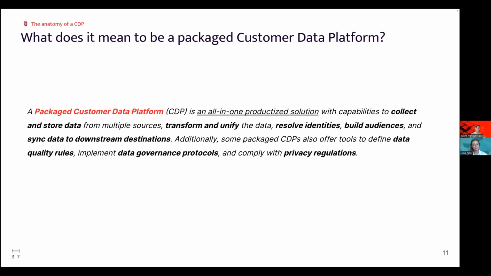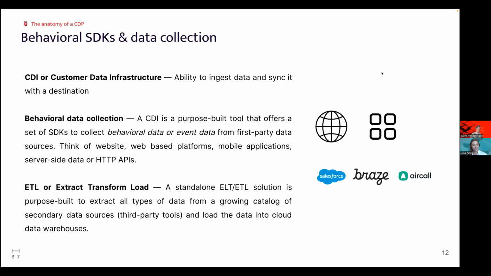Obviously, some packaged CDPs will also offer tools to define data quality rules, data governance protocols, and comply with privacy regulations. You see, it's quite a bunch, right? You can almost tell that a packaged CDP is a suite of features that make sure that everything with regards to customer data is safeguarded in one productized solution. And the advantage of a productized solution is, I don't know how big your organizations are today, but that you only have to go through procurement once. This is one of the positioning points of a packaged CDP. We're going to zoom in, I believe, on 3 to 4 points.